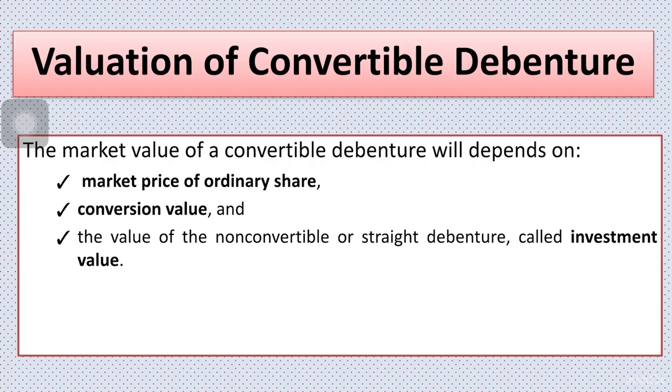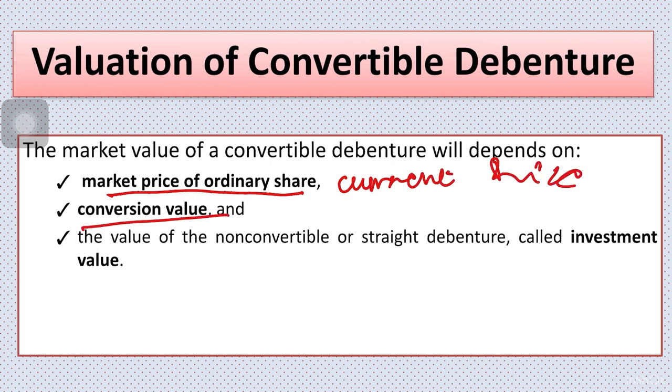Okay, now we move to the valuation of convertible debentures. This is very important. The valuation of convertible debentures depends upon a number of things, like the market price of the ordinary shares, that is, the current price prevailing in the stock market. Then there is the conversion value, which you know how to compute, we have already computed. Then it is also given the value of non-convertible or straight debentures, which are also known as the investment value.